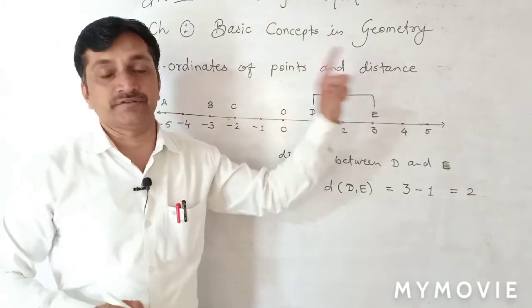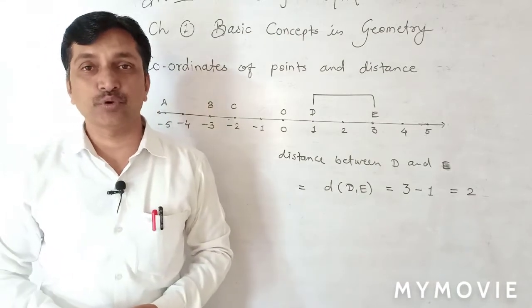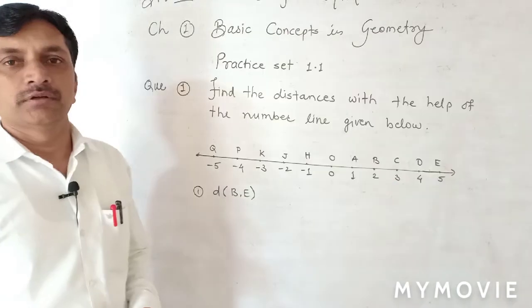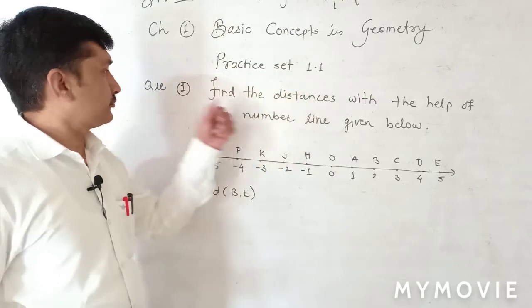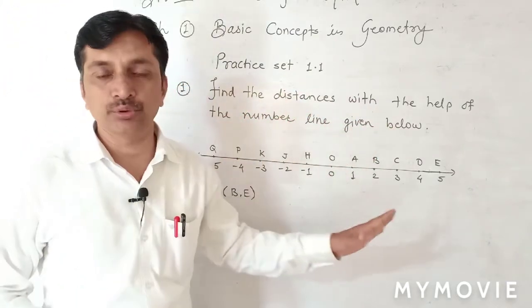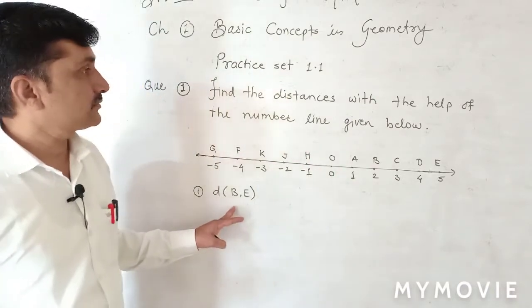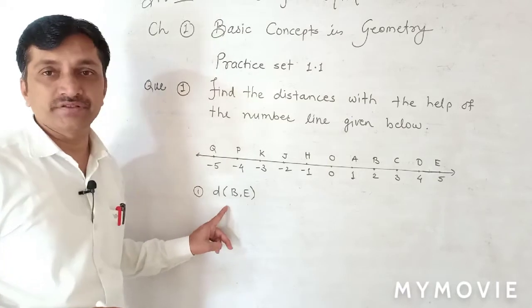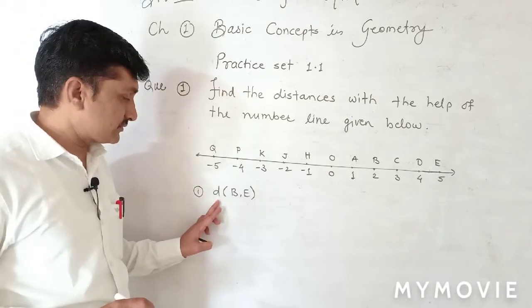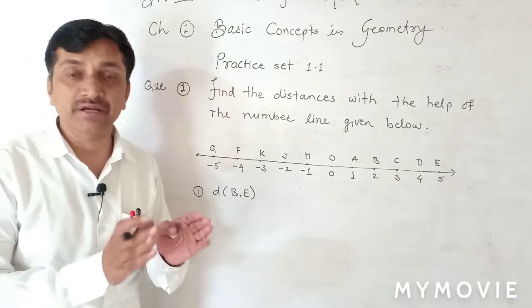This is distance. Now let's start practice set 1.1. The first question is: find the distances with the help of the number line given below. One number line is given and we have to find the distances of the given points. First is the distance between B and E. We have to find the distance between points B and E.